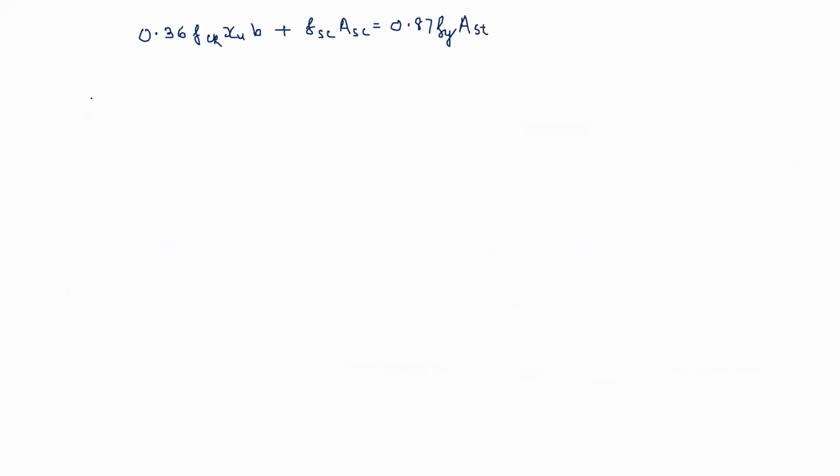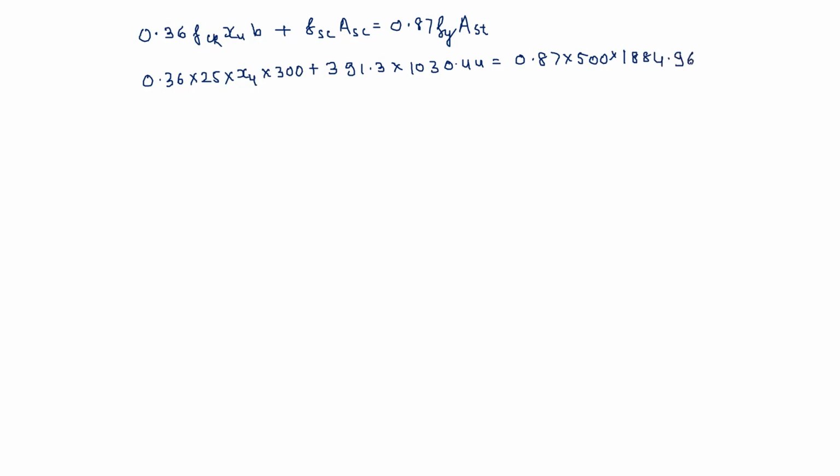So we have the formula: 0.36 FCK Xu into B plus FSC ASC equal to 0.87 FY AST. Now substitute values: 0.36, FCK 25, Xu, B is 300, plus FSC we have assumed 391.3 and ASC is 1030.44, which is equal to 0.87 FY and AST, which is 1884.96. We have to find Xu to check whether the value we considered is correct or not, and for that we find the value of Xu from here.